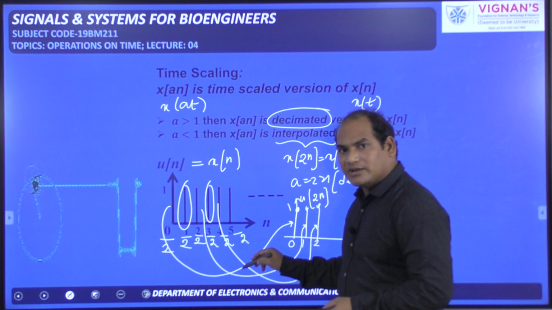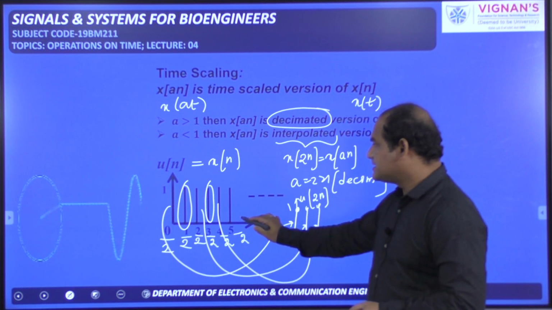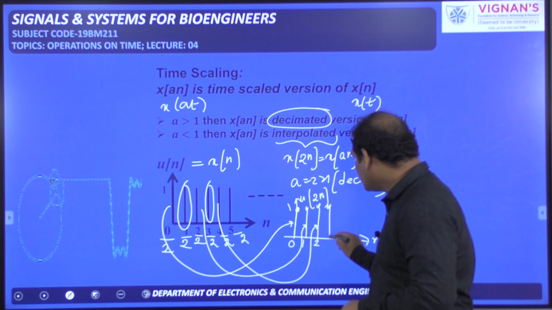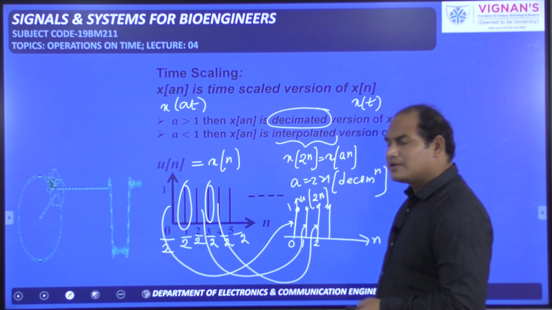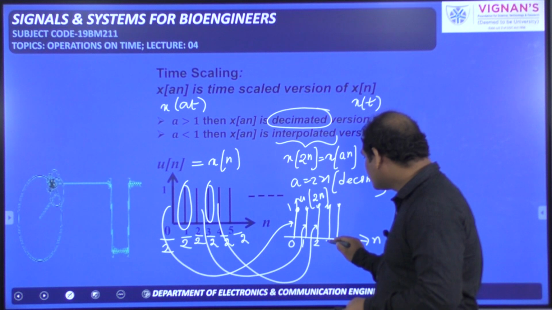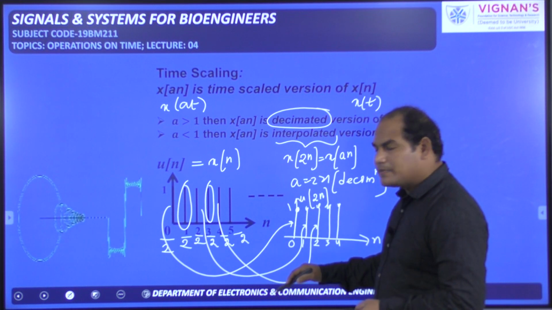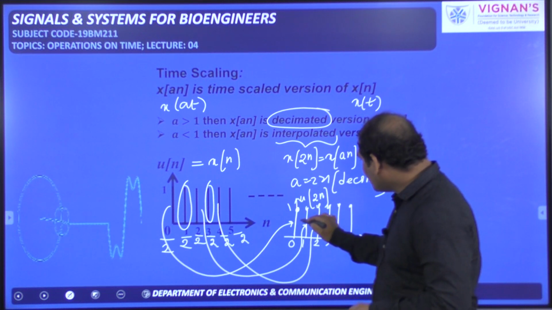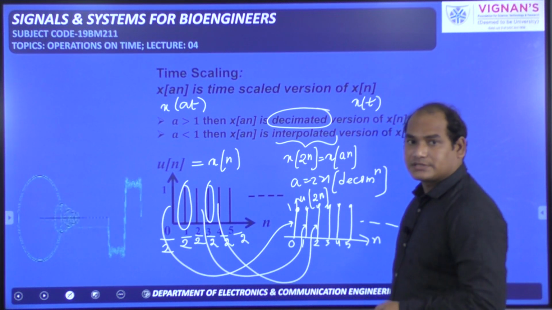5 by 2 is 2.5, that will not be available here because it is a non-integer value. Next, 6 by 2, that will be available at 3. 7 by 2 will not be available, 8 by 2 will be available at 4. 9 by 2 will not be available, 10 by 2 will be available at 5. Whatever it may be, we will get the samples continuously like this only.